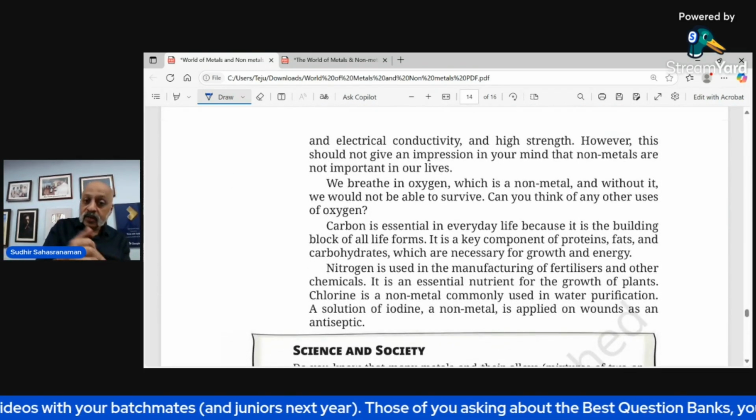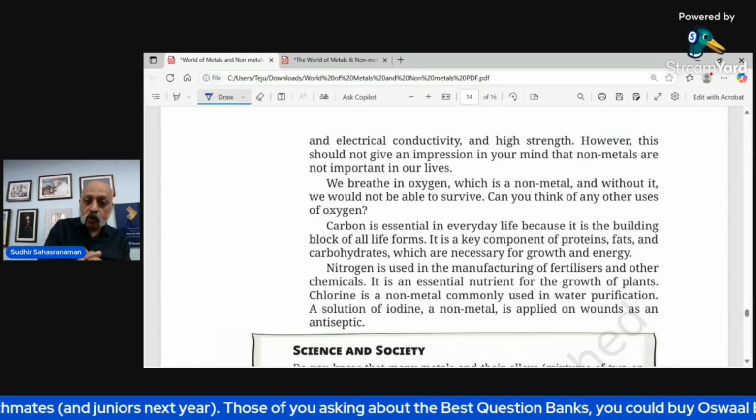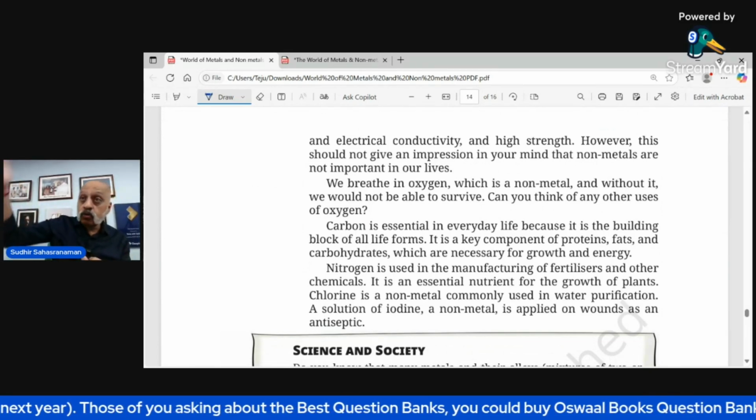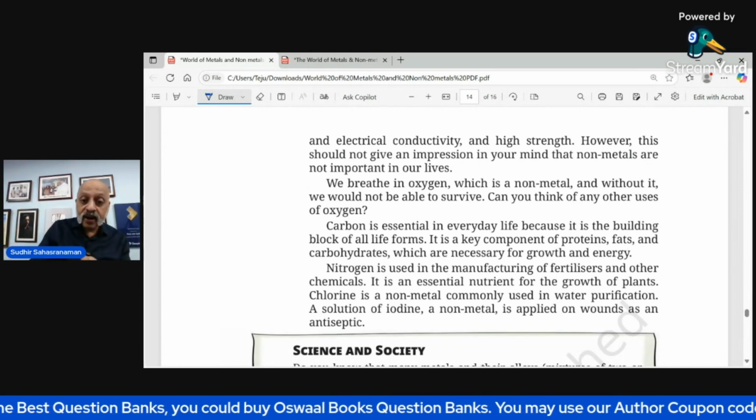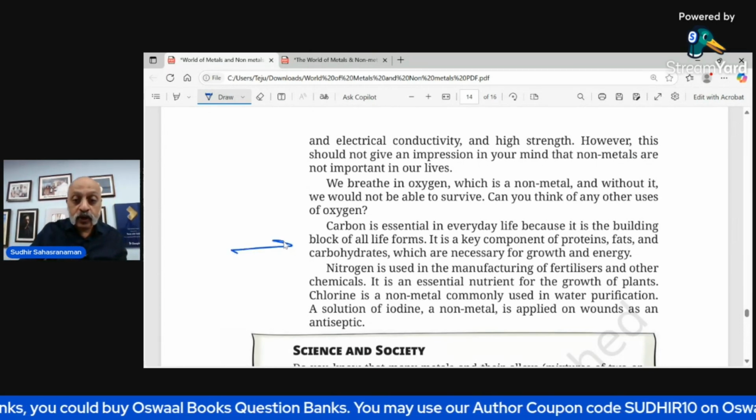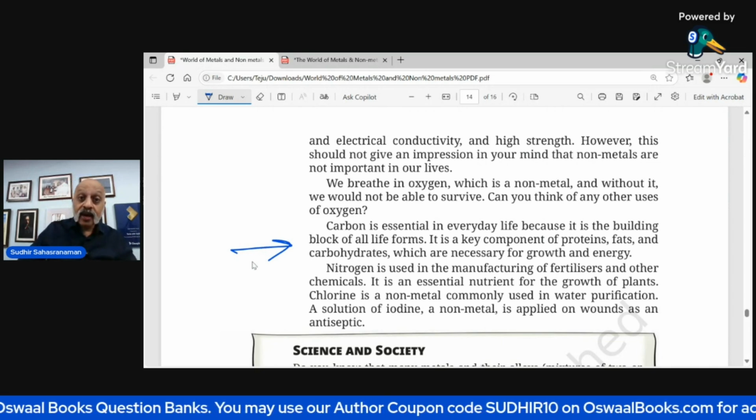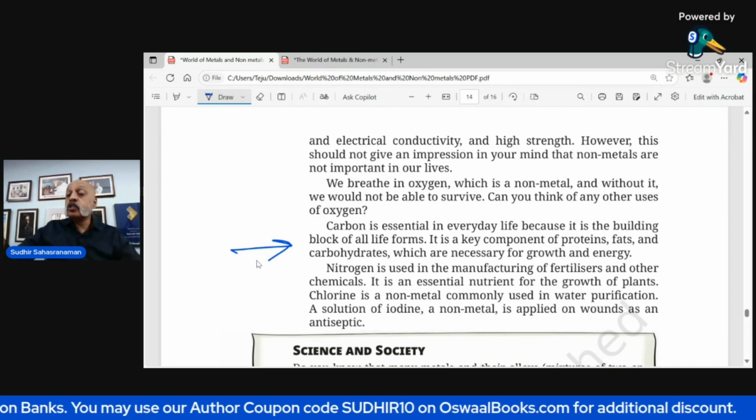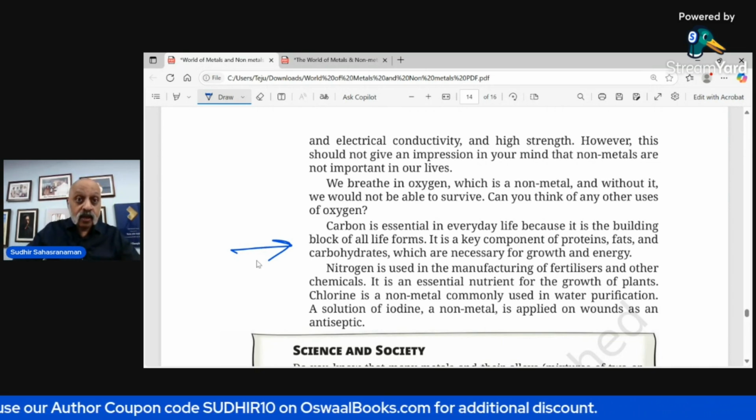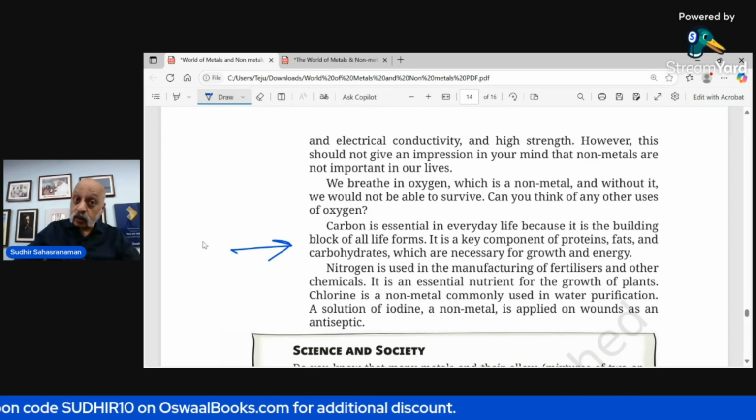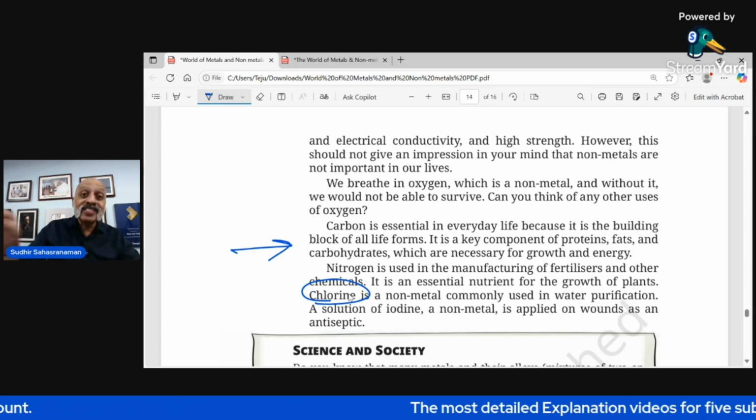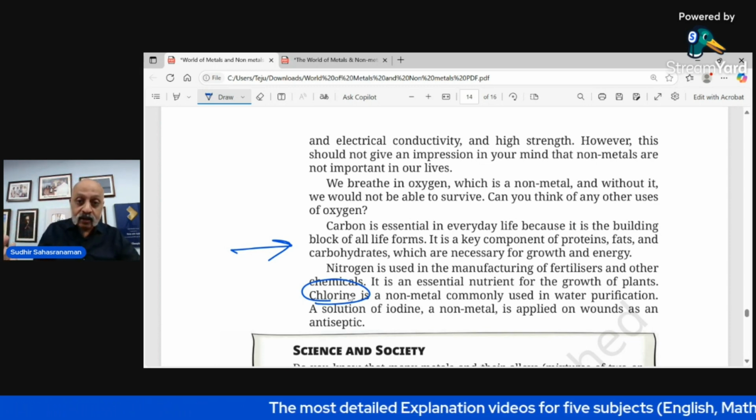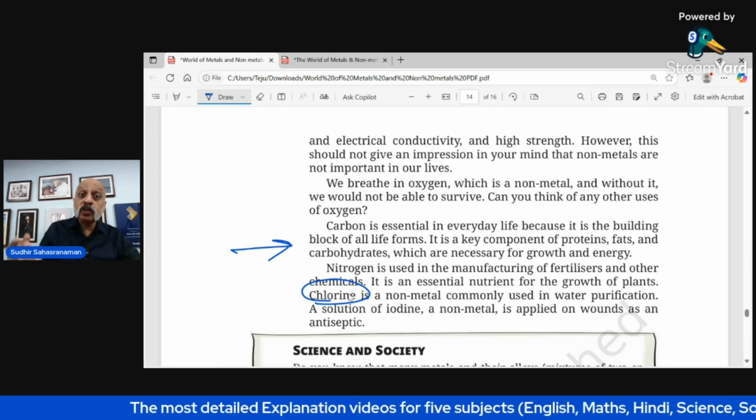Carbon, for example, is essential because it's the building block of all life forms. Carbon we have seen being used to build suspension bridges also, because it lends weight. It is also a key component of proteins, carbohydrates, fats, etc. Nitrogen is very important because it is used by farmers in fertilizers, which help in better agriculture, better growth of crops. Chlorine, you see it being mixed in swimming pools so that the water is kept more pure, more clean. It is used for water purification.